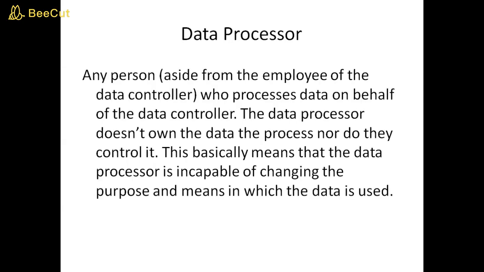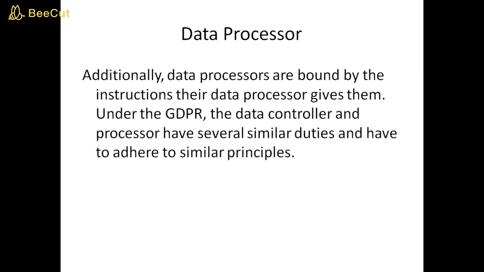Data processor. Any person aside from the employee of the data controller who processes data on behalf of the data controller. The data processor doesn't own the data they process, nor do they control it. This basically means that the data processor is incapable of changing the purpose and means in which the data is used. Additionally, data processors are bound by the instructions their data controller gives them. Under the GDPR, the data controller and processor have several similar duties and have to adhere to similar principles.